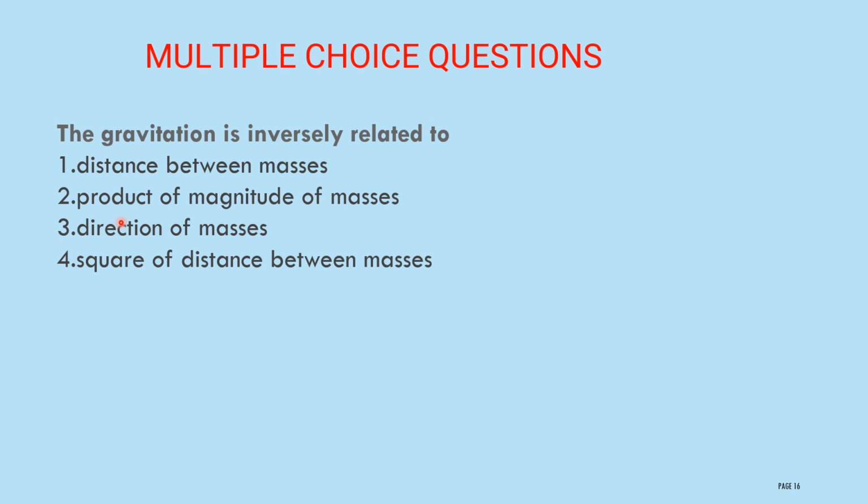Option 2, product of magnitude of masses. Option 3, direction of masses. Option 4, square of distance between the masses. The correct answer for this question is, the gravitation is inversely proportional to square of distance between the masses.